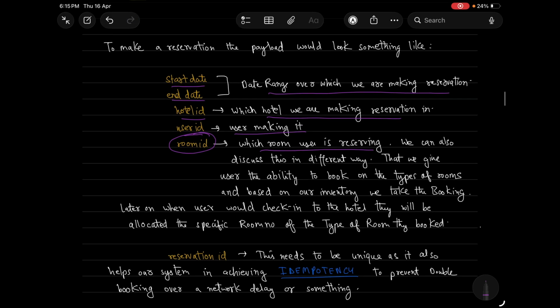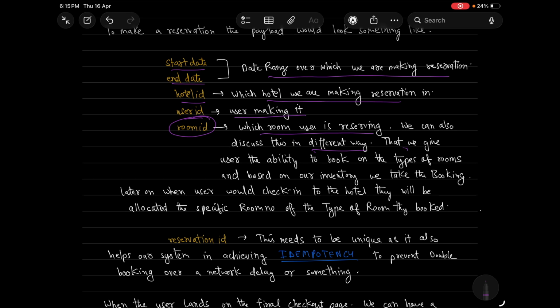We can also discuss this in a different way, because generally from a hotel's perspective, you don't book a specific room ID. You book from a specific hotel ID perspective and from the start date, end date range, and then you need the user ID. We don't need the room ID. So we can also discuss this in a different way, that we give the user the ability to book on the types of rooms, and based on our inventory, we take the booking. Later on, when the user checks into the hotel, they will be allocated the specific room number of the type of room they booked. So this is how things actually work.